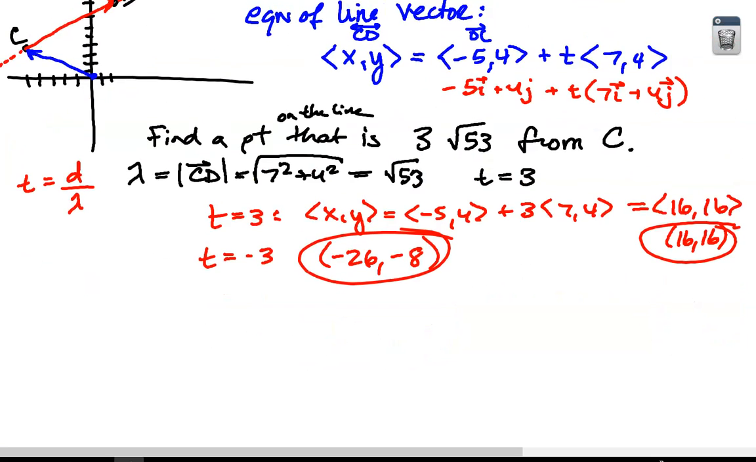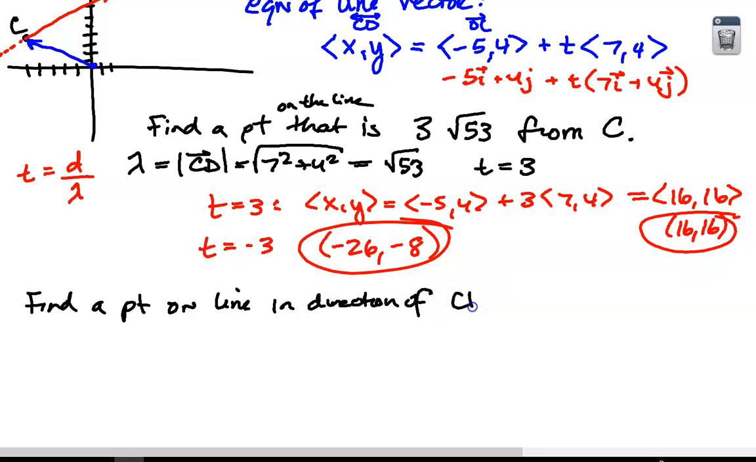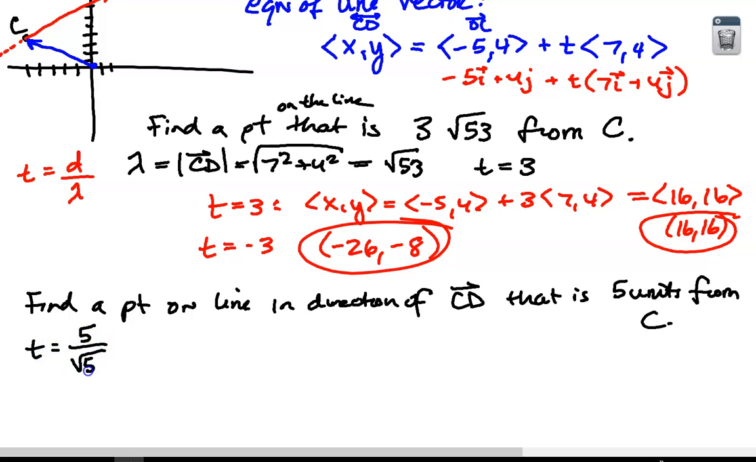Okay. All right. I could obviously pick one that's not as nice. What if I wanted to find a point on the line? I'm going to make it a little easier in certain ways. On the line in the direction of CD, so it has to be going in that direction, that is 5 units from C. Okay, well now it's not so easy because I want to go 5, but my magnitude is root 53. So this is nasty, but that's what you would have to plug in.